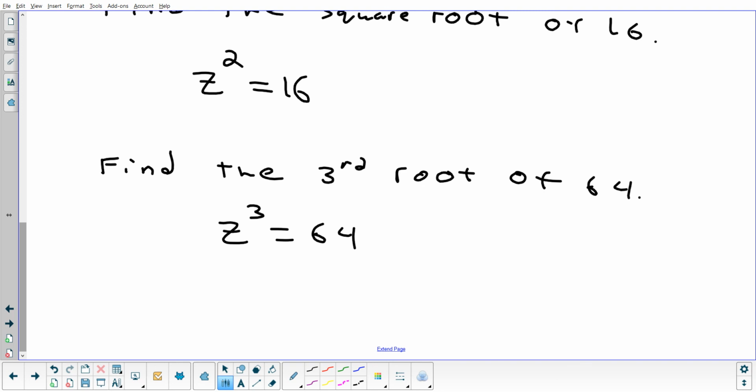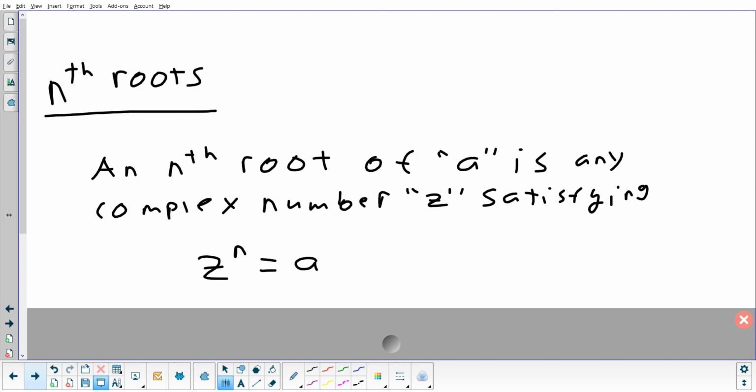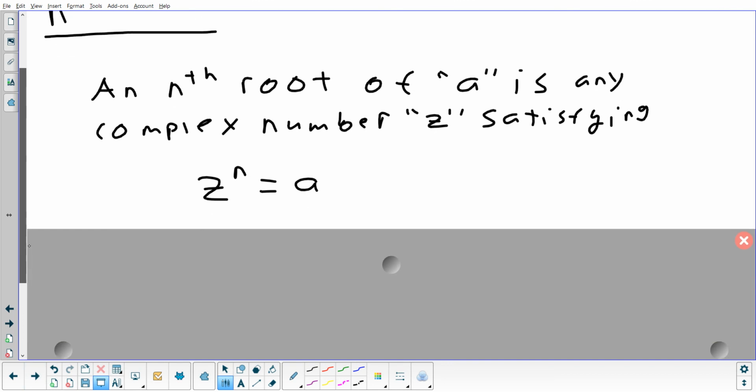So if I said to you, find the nth root of something, this is the equation you're solving. Find the nth root of A. That means that there's some number you can raise to the nth power and get A as the answer, just like I showed you with square root and cube root. So this is the basic equation that we're going to set up every time.